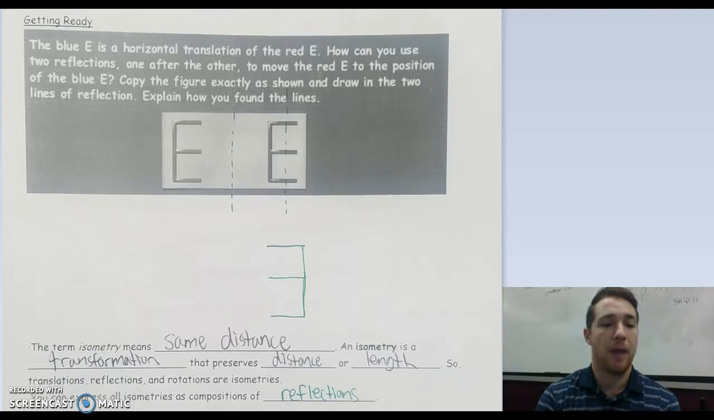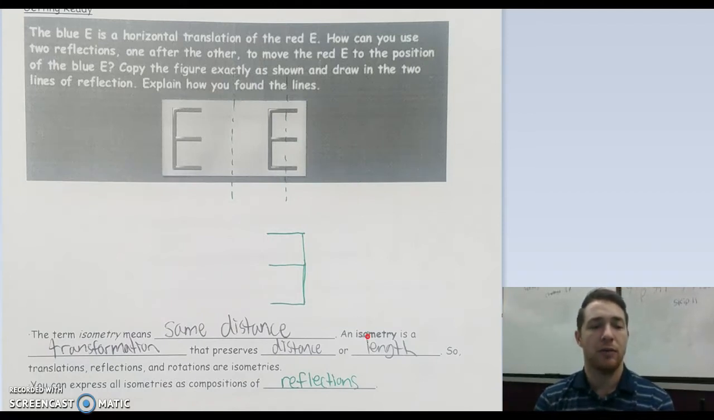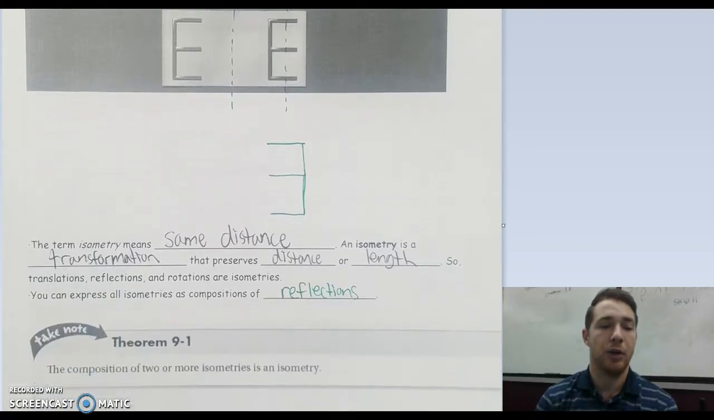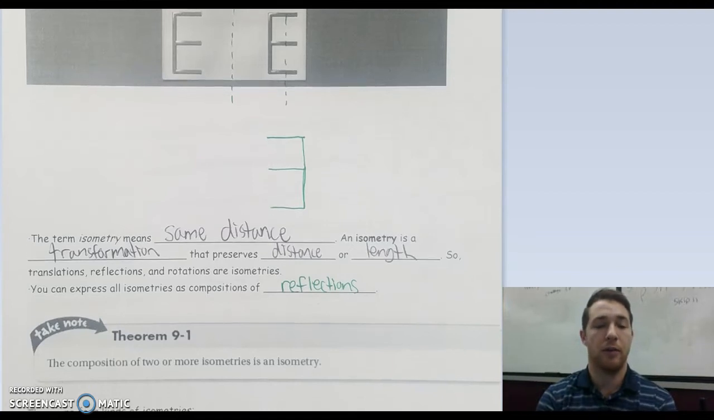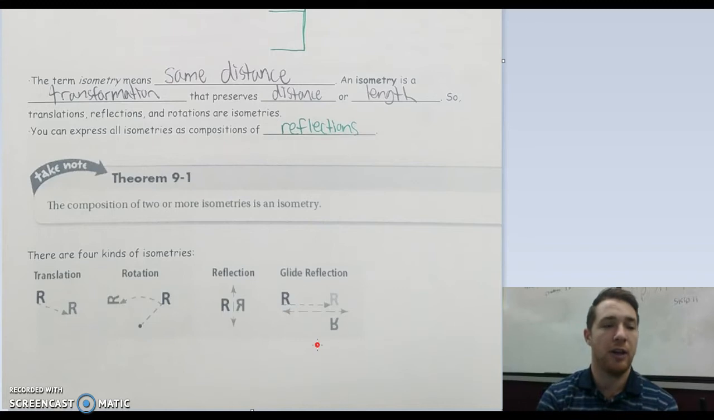So isometry is going to mean, first of all, the same distance. An isometry is a transformation that preserves distance or length. So those three that we've seen, translations, reflections, rotations, those are all isometries because those are all rigid motions. We can express all isometries as compositions of reflections. And something else we know is that the composition of two or more isometries is an isometry. So if you make multiple rigid motions, it's still going to be a rigid motion at the very end of it.